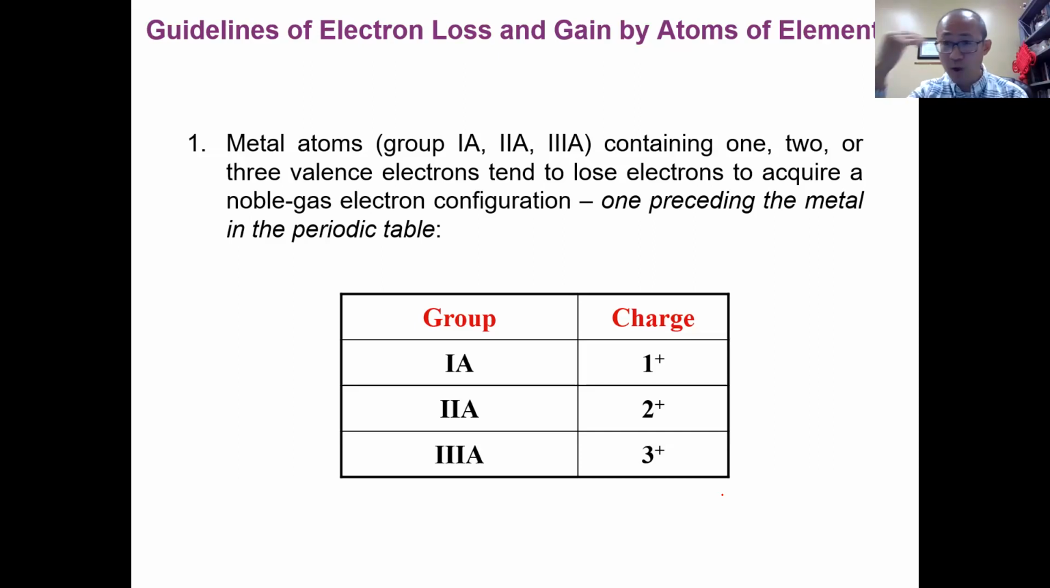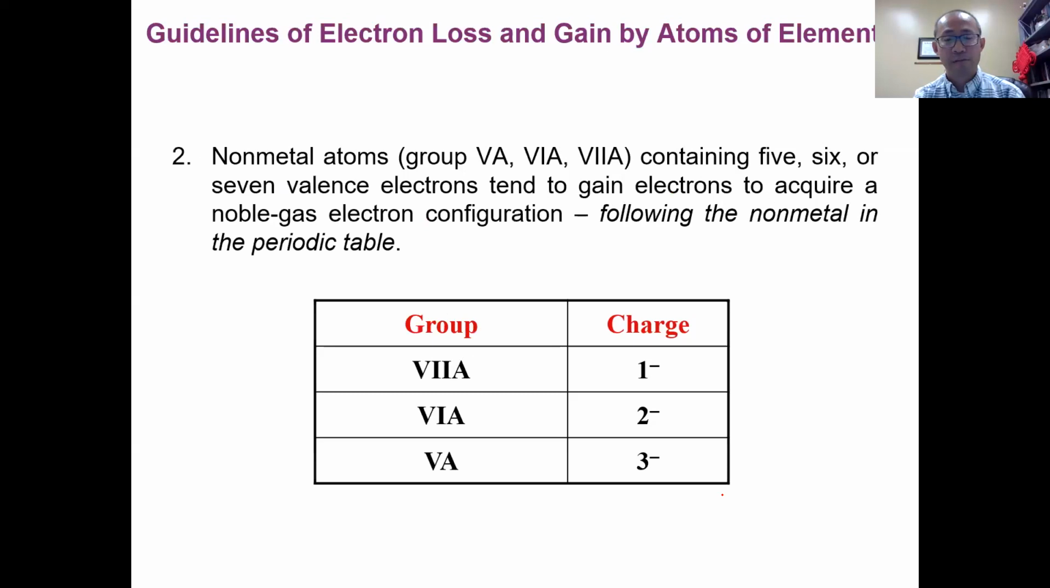Group 1A loses 1 electron, so the charge will be +1. Group 2A loses 2 electrons, so the charge will be +2. Group 3A has 3 valence electrons, so the charge will be +3. These metals will lose electrons to become the noble gas configuration preceding the metal in the periodic table.